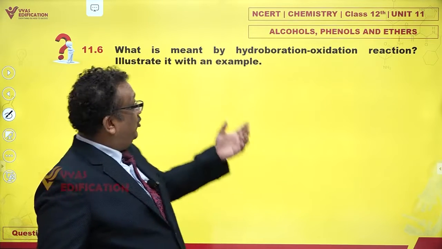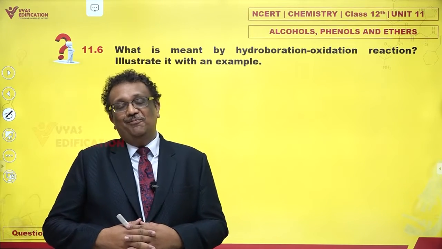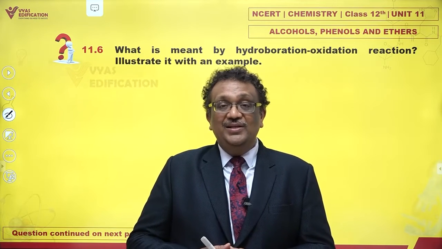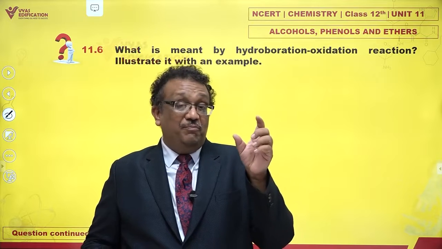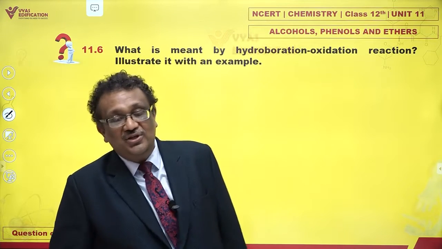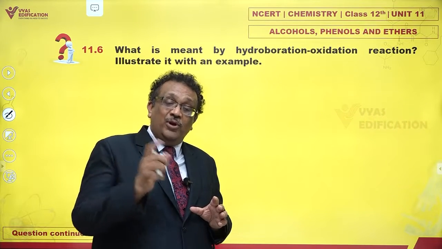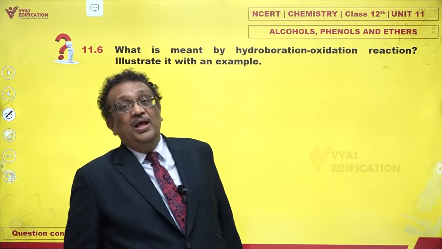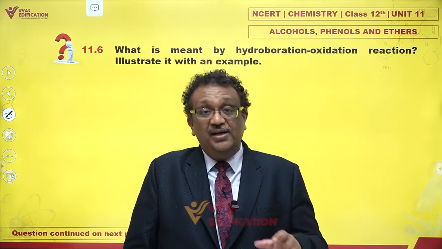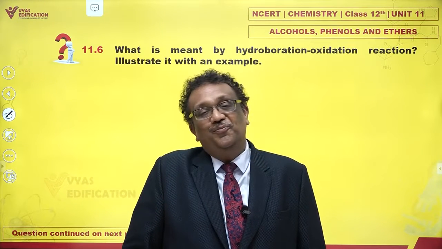What is meant by hydroboration-oxidation? Illustrated with an example. Now, very interesting question. Hydroboration means addition of BH3 to an alkene. Hydroboration: you add hydrogen, and boration, you also add boron. Addition of a hydrogen atom and a boron group directly to an alkene or an alkyne, that is called hydroboration.